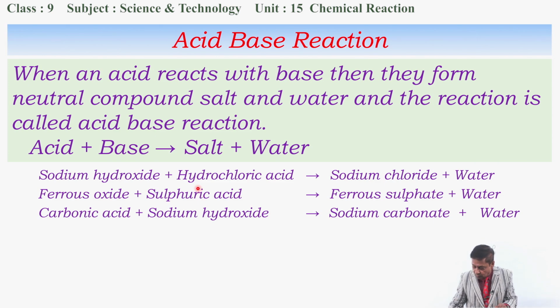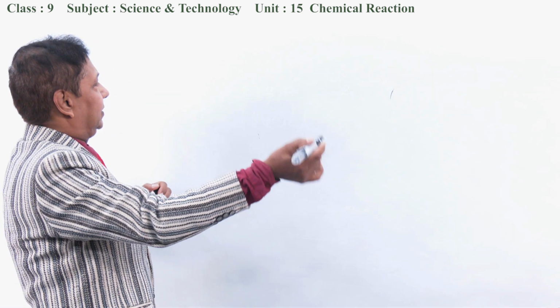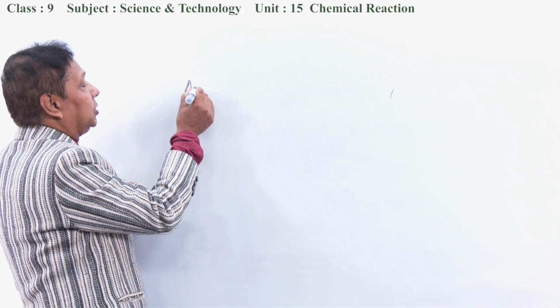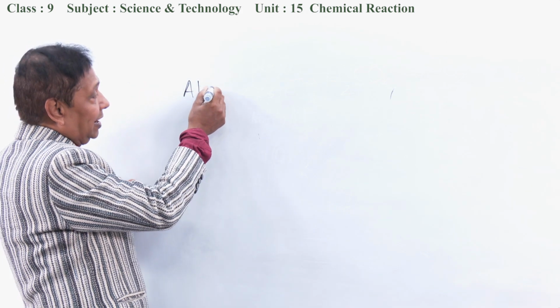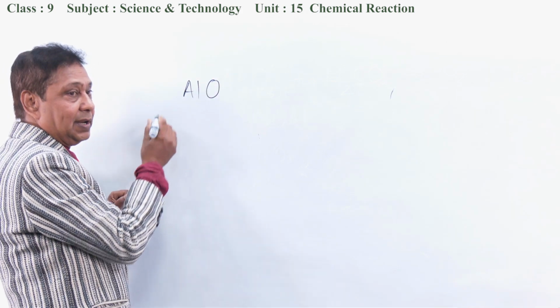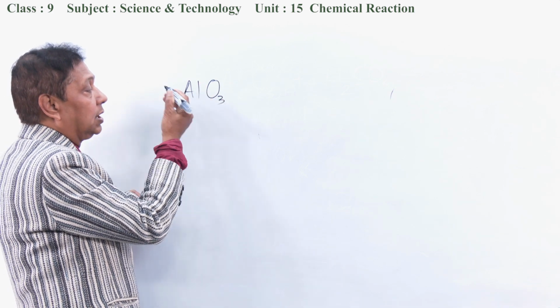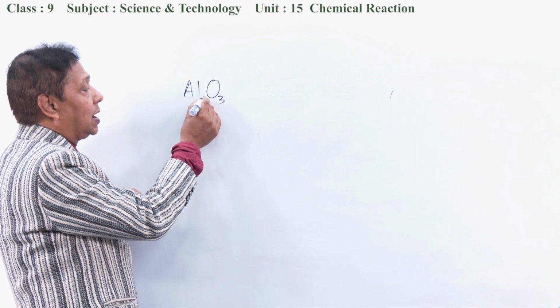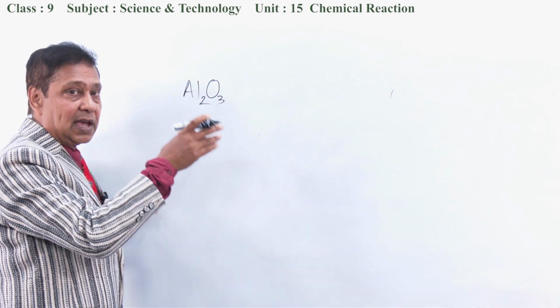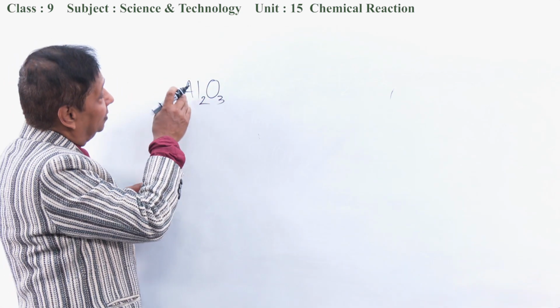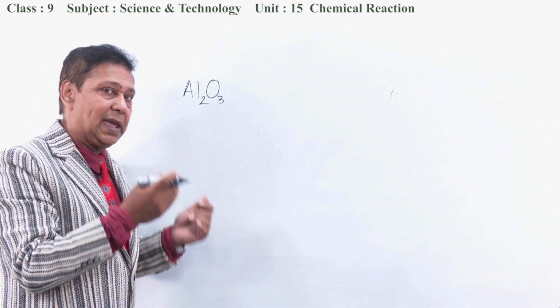Okay, I want to show one example here. Okay, look at this. This is aluminium, and if aluminium combines with oxygen, we get aluminium oxide. Aluminium valency 3 should be given to oxygen. Oxygen valency 2 should be given to aluminium. This is aluminium oxide, the correct molecular formula. This is a metallic oxide, that's why this is a base.